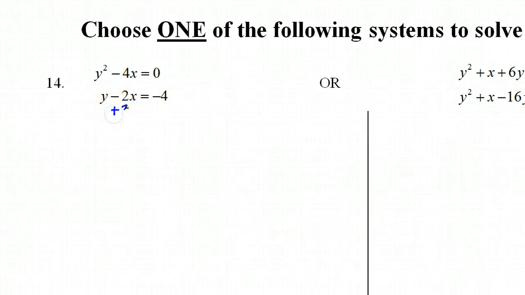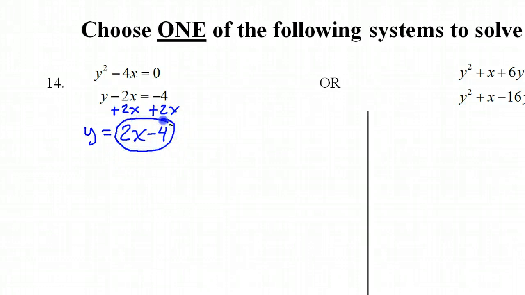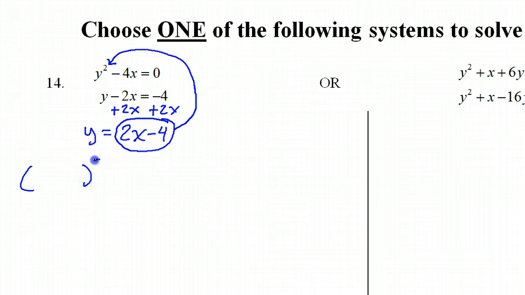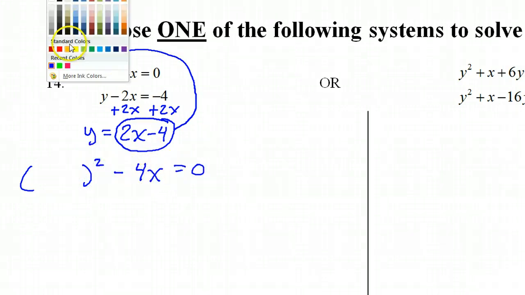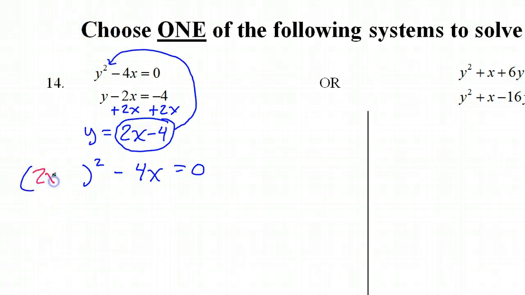So for example, if I were to add 2x to both sides, that would give me y equals 2x minus 4. So suddenly the y is by itself. So I could take this and now substitute it back into the other equation. So that's what I'm going to do. So the other equation, y squared minus 4x, will become (quantity) squared minus 4x equals 0. So I'm making this substitution. So in here I'll have my 2x minus 4.